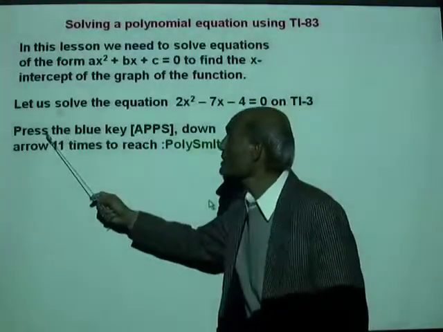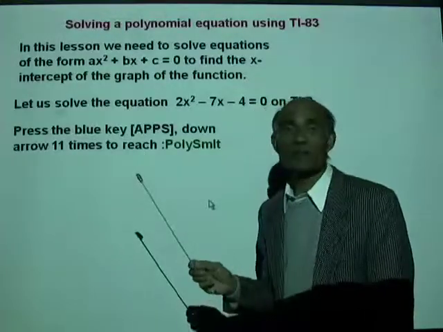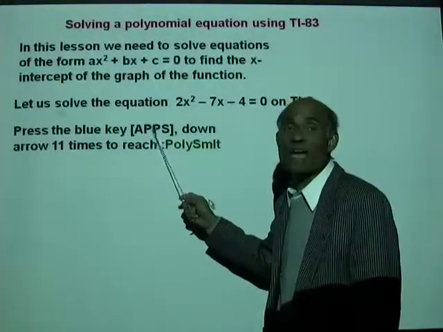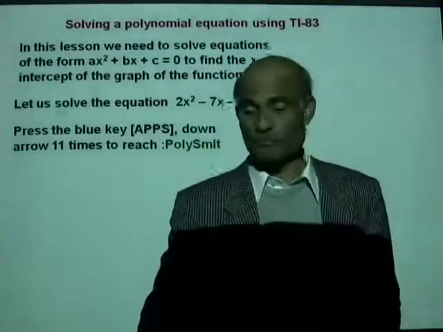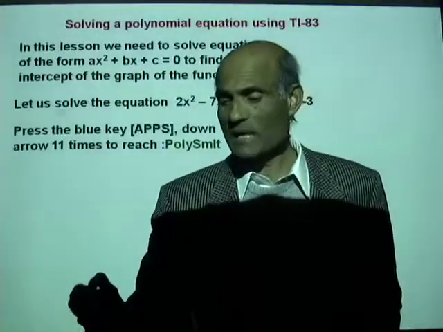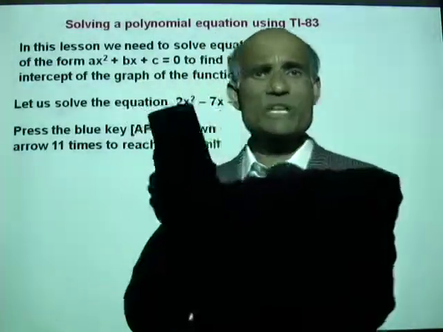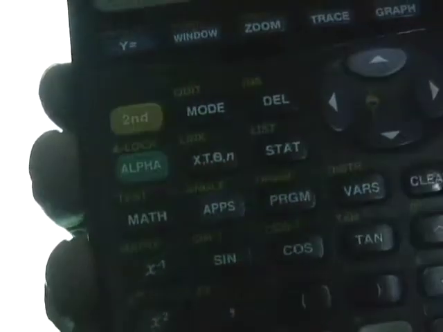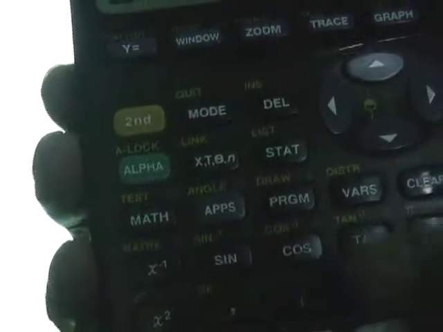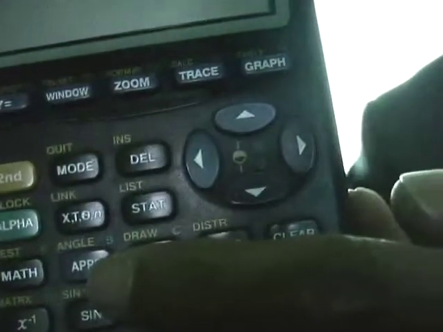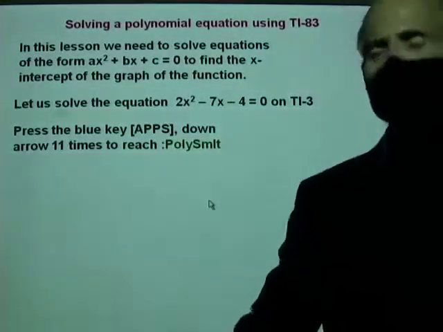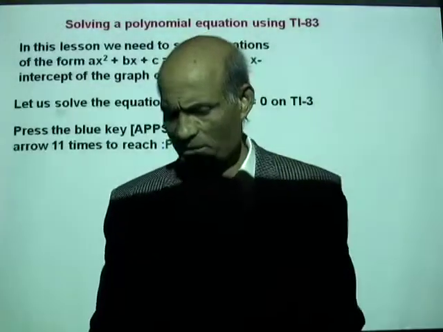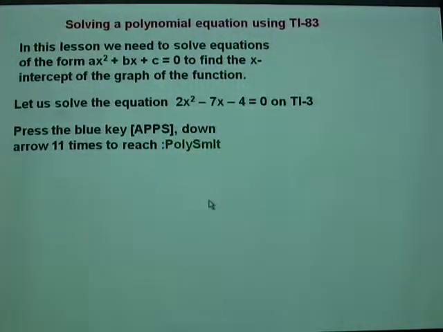Alright, what you need to do is press the blue key called Applications, APPS. Now look for it. I have a calculator here, and I don't think it helps you much, but look for the application key where I'm pointing. That's the APPS key. Now we will be using that. So press the application key, and what do you do from there?